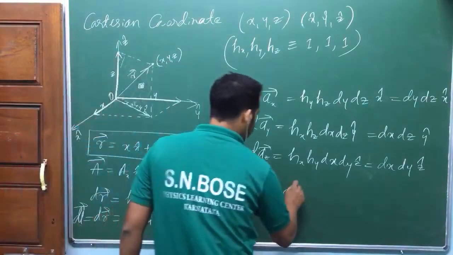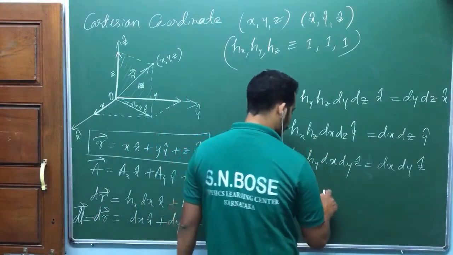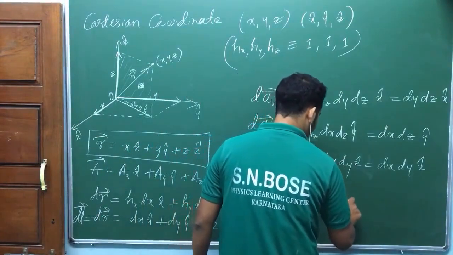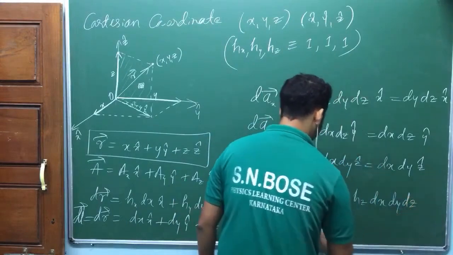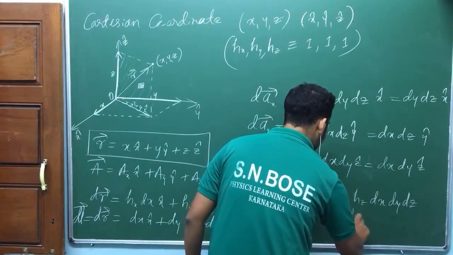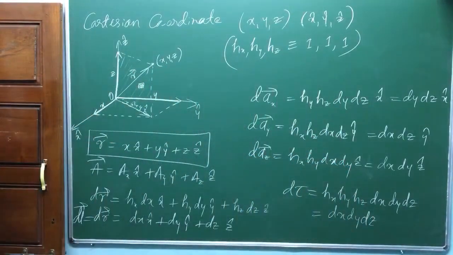And the next one is d tau. How did I define d tau? h1, h2, h3, dq1, dq2, dq3. That's why it's equal to hx, hy, hz, dx, dy, dz. So that's equal to dx dy dz itself. Am I right? Volume element in the case of Cartesian coordinates.